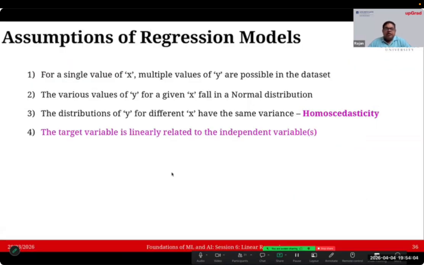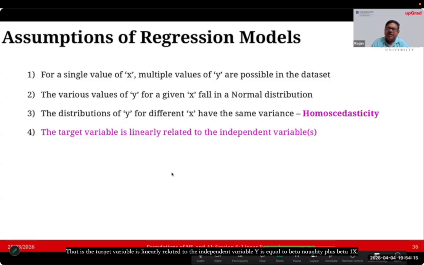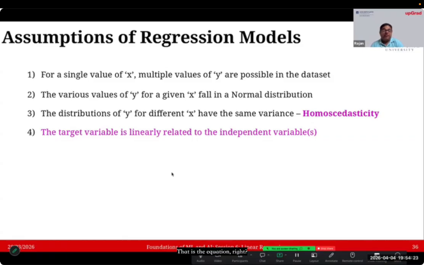Would you be interested in a supplemental health insurance plan? The next assumption that we made, we did not state it explicitly. We said the target variable is linearly related to the independent variable, and y is equal to beta naught plus beta 1 x. That's the equation, and that's the assumption.